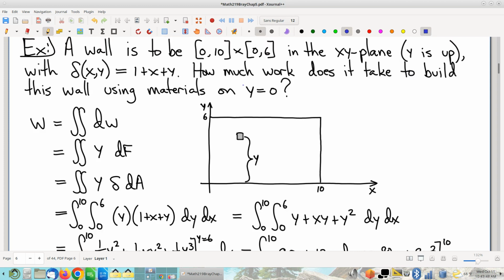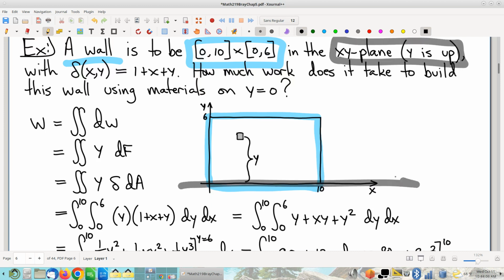So the question we have here is a work problem, and let's imagine we're building a wall. The idea is that the wall is going to be understood by this rectangle. And you'll notice that I have everything referred to in terms of x and y coordinates that I've set up in a particular way, as indicated here. So y is up.